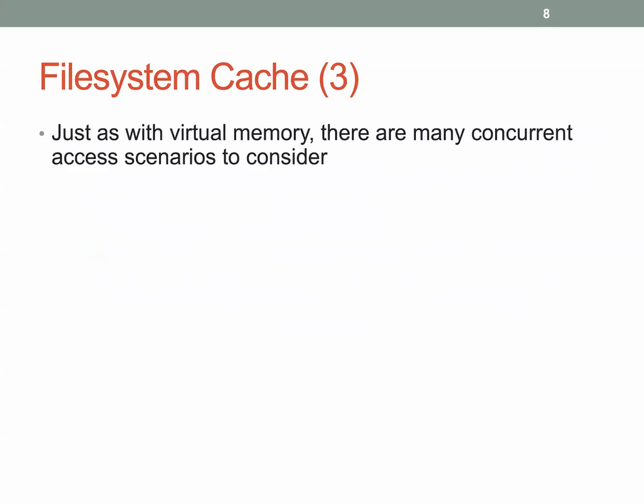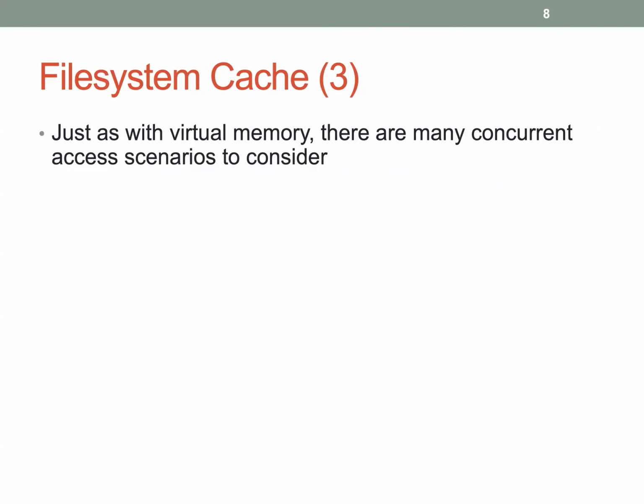Now, there are concurrency scenarios you need to think about with your file system cache. And one of the things that's more challenging about the file system cache is that you can have multiple processes concurrently accessing cache entries. And so that means you need to think about read-write locking. That's one big concurrency issue that is a part of the requirement for the project.